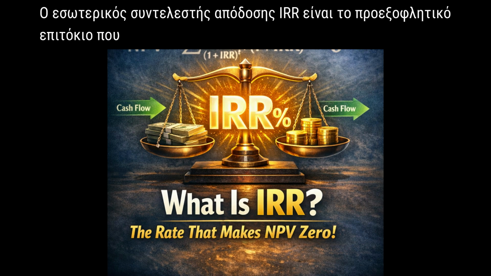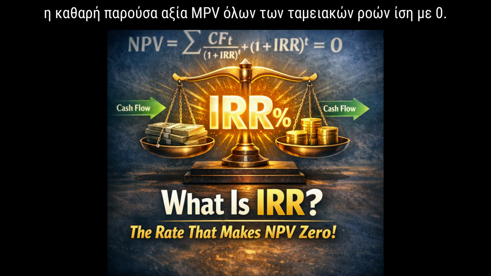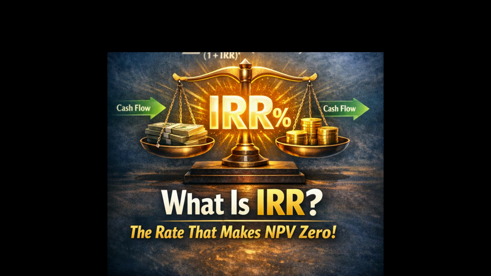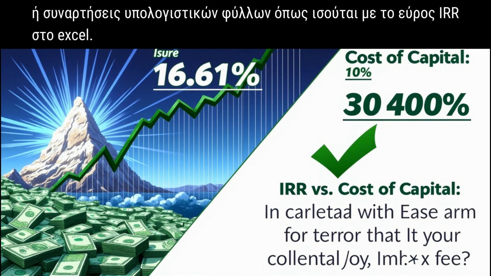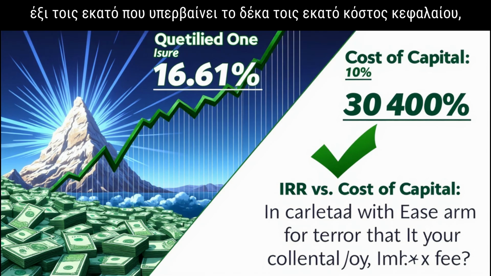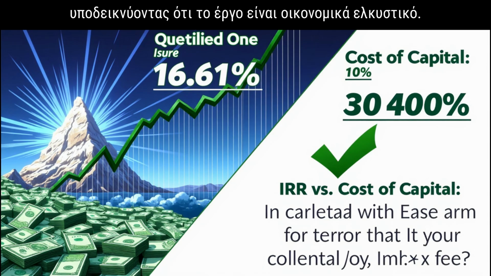How to calculate IRR? The internal rate of return, IRR, is the discount rate that makes the net present value, NPV, of all cash flows equal to zero. It can be calculated using trial and error, financial calculators, or spreadsheet functions like =IRR(range) in Excel. For the example cash flows provided, the IRR is 16.61%, which exceeds the 10% cost of capital, indicating the project is financially attractive.